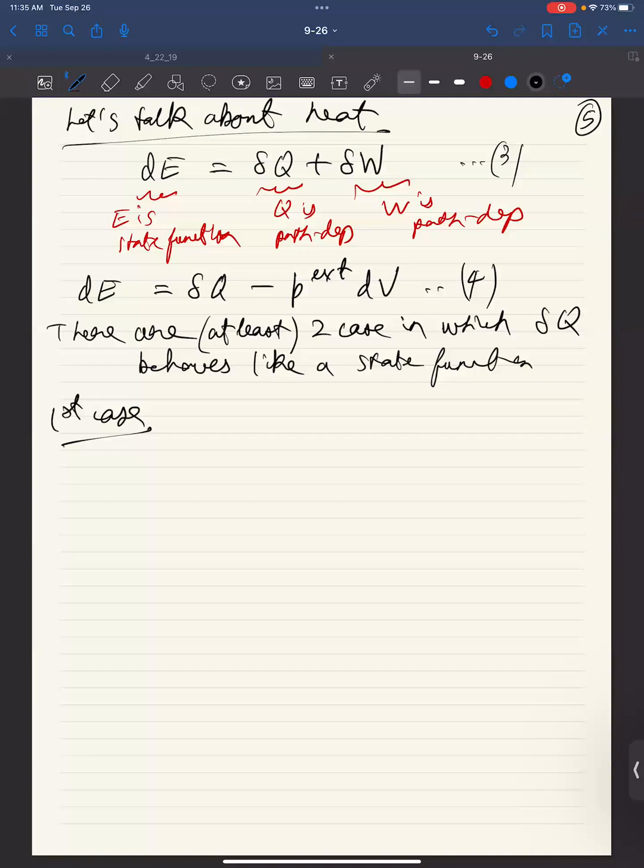Hint is volume. What would happen if the volume was constant? Even simpler. If the volume was constant, what does it do to dV? Constant volume process means dV is equal to 0, right? So constant volume means dV is equal to 0. If you set dV equal to 0 in equation 4, what do you get?